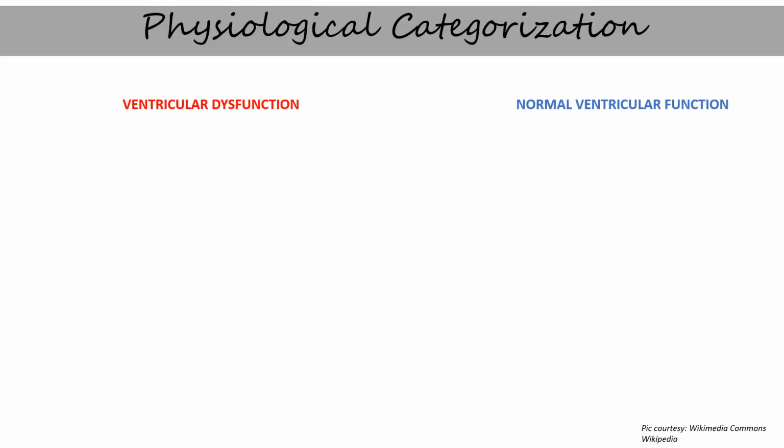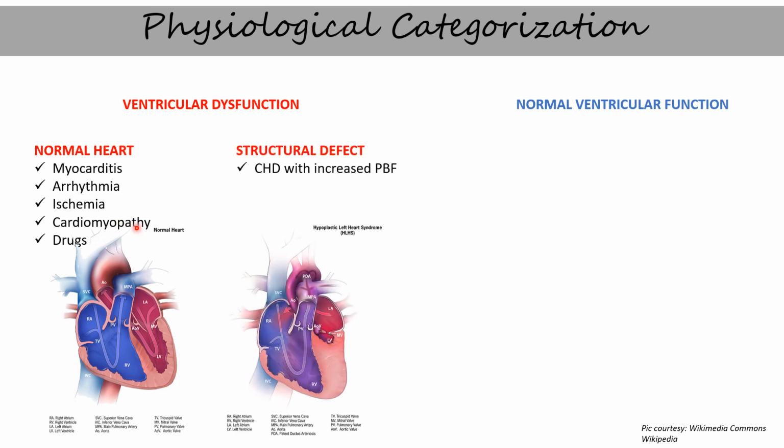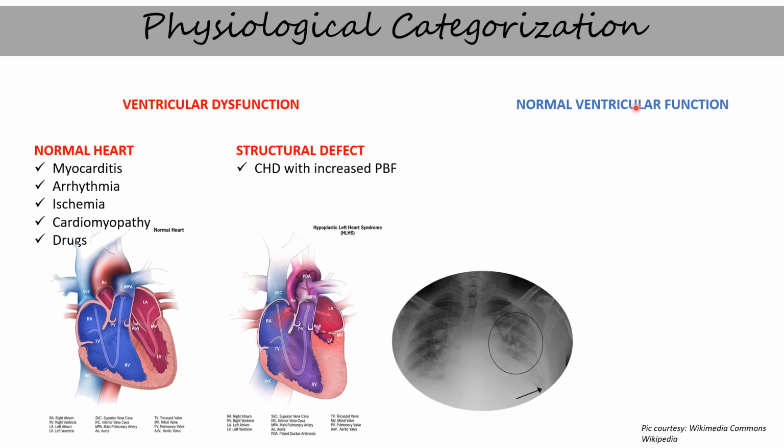So physiologically, we categorize heart failure as that seen in patients with ventricular dysfunction and that seen in patients with normal ventricular function. Patients with ventricular dysfunction can fall into two categories. First is a normal heart, like patients suffering from myocarditis, arrhythmia, ischemia, cardiomyopathy and drugs, or a heart with structural defect, for example congenital heart disease with increased pulmonary blood flow, for example the left to right shunts which I was just talking about.